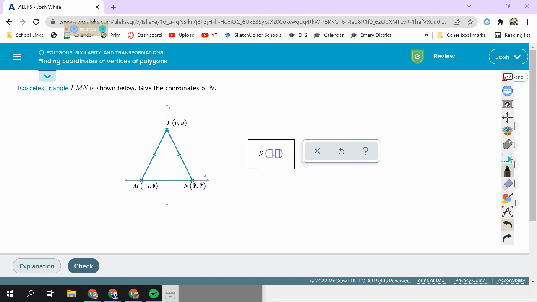Okay, we have an isosceles triangle, which means those two lengths are equal, which means that these two lengths are equal. Okay, so point N, how far to the right is point N? T. How far up is N? 0, so it would be (T, 0). Okay, you guys get the hang of those? Do you need to see any more? No? All right, let's move on.